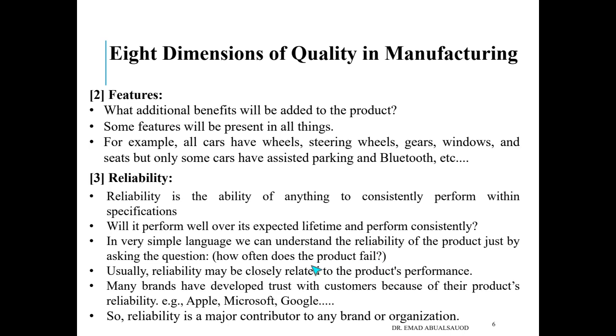The reliability is the ability of anything to consistently perform within specification. So your specification is, let's say, the car is running and moving smoothly. So the reliability is to do this over and over and over. Okay, it's very simple language. We can understand the reliability of a product just by asking the question, how often does the product fail?